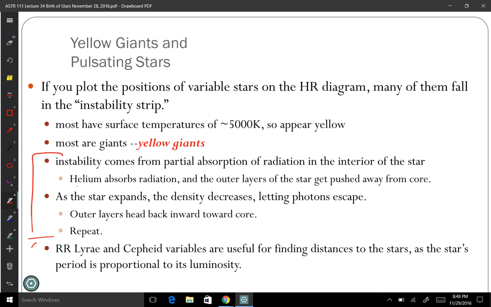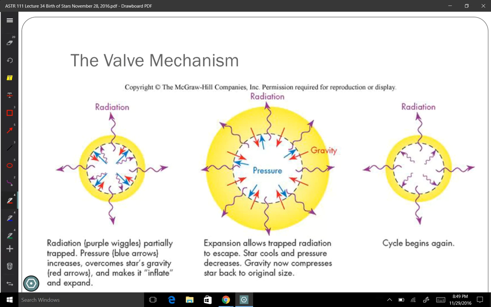So the whole instability is caused by the atmosphere, when it's contracted, absorbing light. When it expands, the light goes through it. And so it contracts, absorbs, expands, lets the light out, and cools. So that's what is causing it. This is just a picture trying to illustrate it.